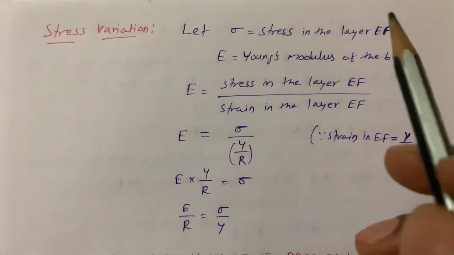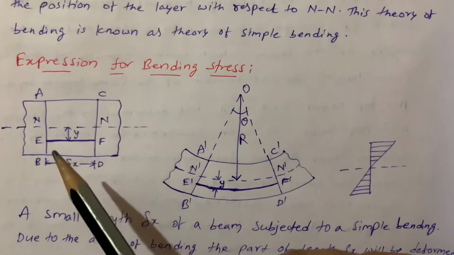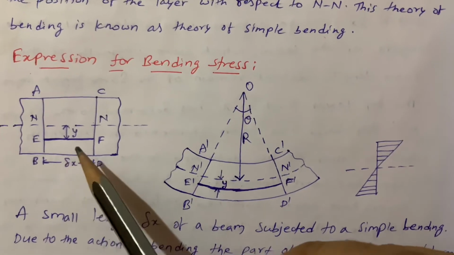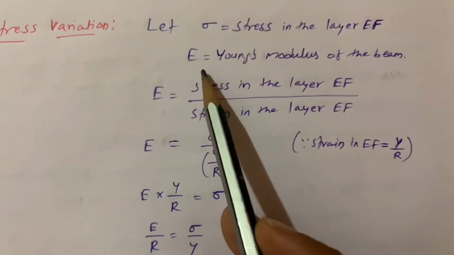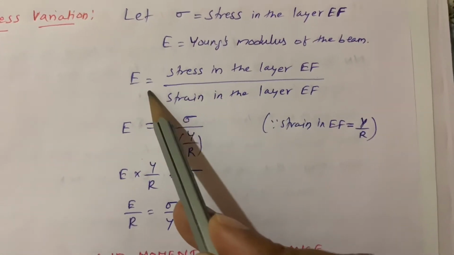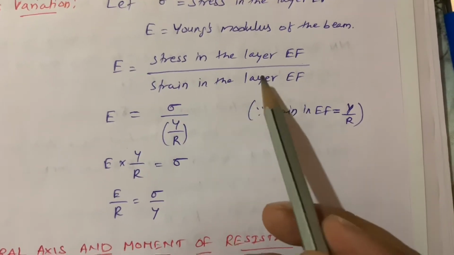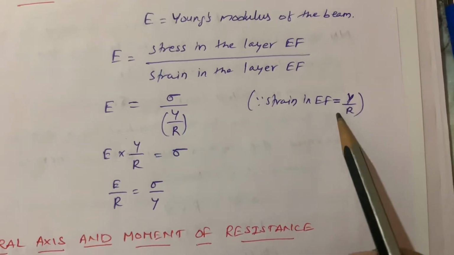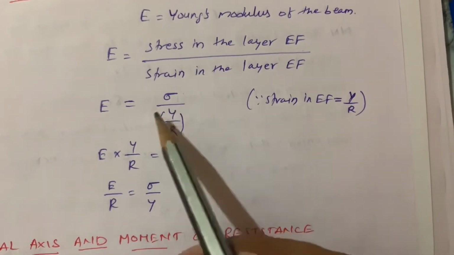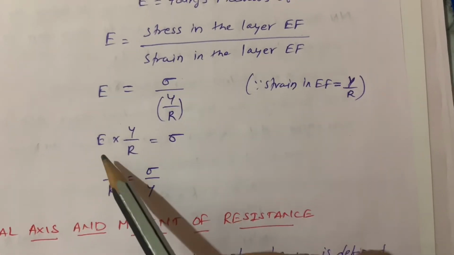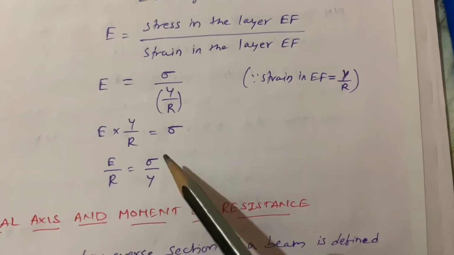For stress variation, sigma equals the stress in the layer EF. In this layer, first we calculated the strain and now it is the stress. E equals Young's modulus of the beam. For Young's modulus, we know the formula: stress by strain. So stress in the layer EF by strain in the layer EF, which is Y by R. So E equals stress, which we denote as sigma, divided by strain, Y by R. So E into Y by R equals sigma. E by R equals sigma by Y.